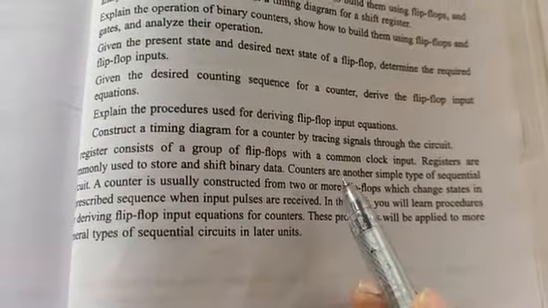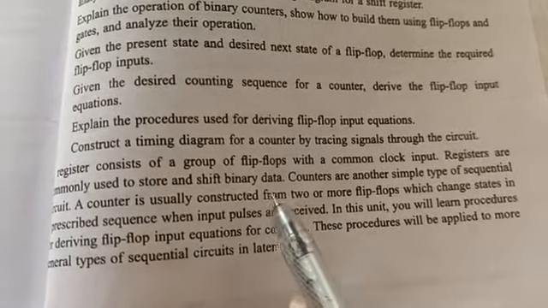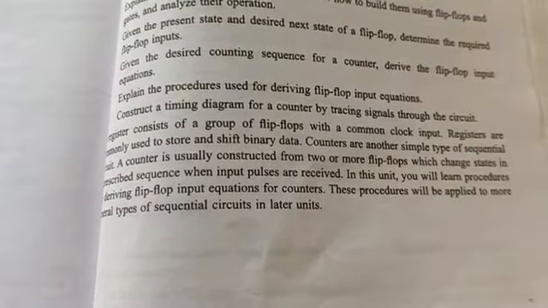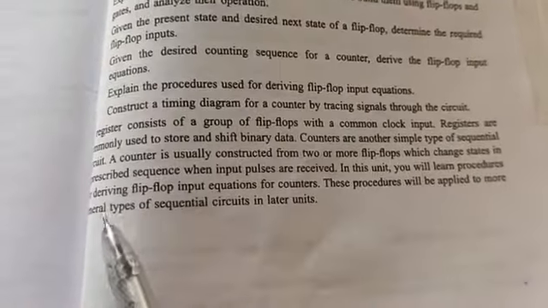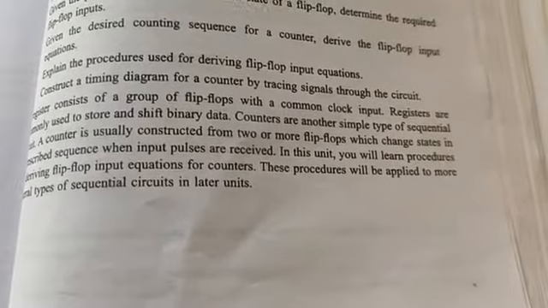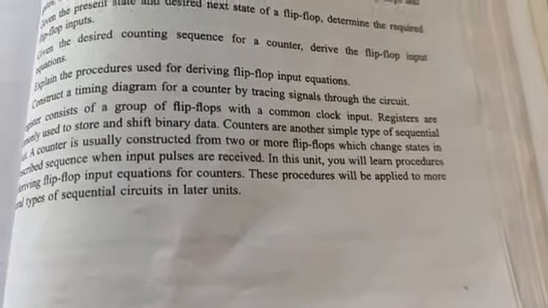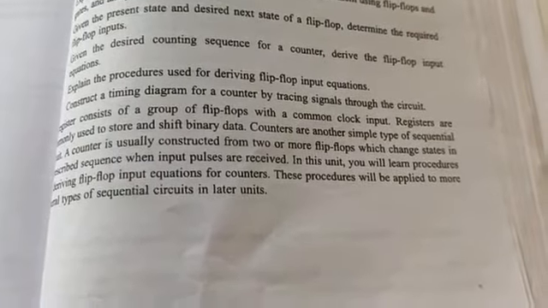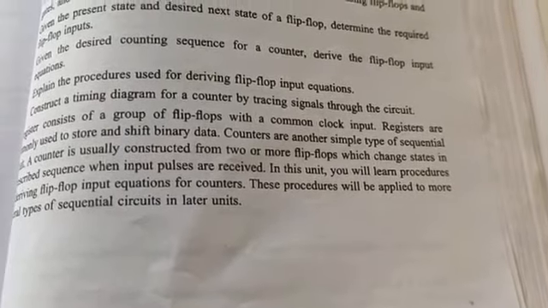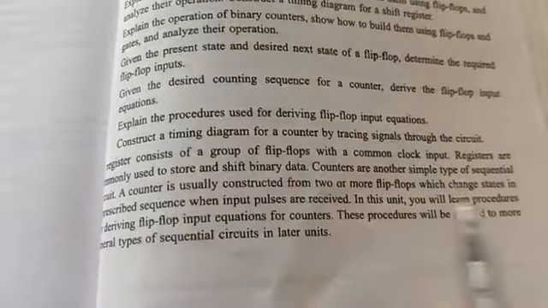Then coming to counters. What are counters? Counters are another simple type of sequential circuit. A counter is usually constructed from 2 or more flip-flops. Minimum is 2 and maximum it might be anything. It changes its state in a prescribed sequence. What is a prescribed sequence? I am going to prescribe the sequence, like first I want 0, then 4, then 7, then coming back to 3, then 6, then 5, then 2, something like that. According to my prescribed sequence, it is supposed to produce the data. That is what we call counters, when the input clock is received.